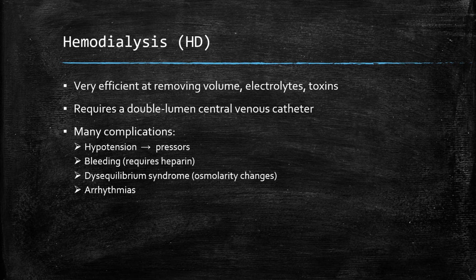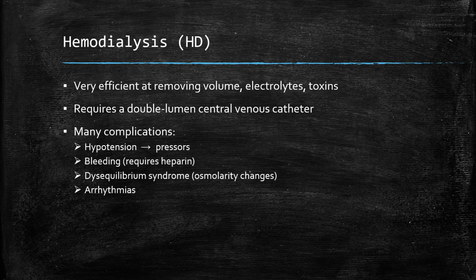First of all, a large central venous catheter needs to be placed, and so access complications can occur, as well as line sepsis type complications. During the treatment itself, hypotension can result from the large volume shifts, and sometimes this will require treatment with a pressor agent. Bleeding may result because the patients have to be heparinized to prevent clotting in the lines.